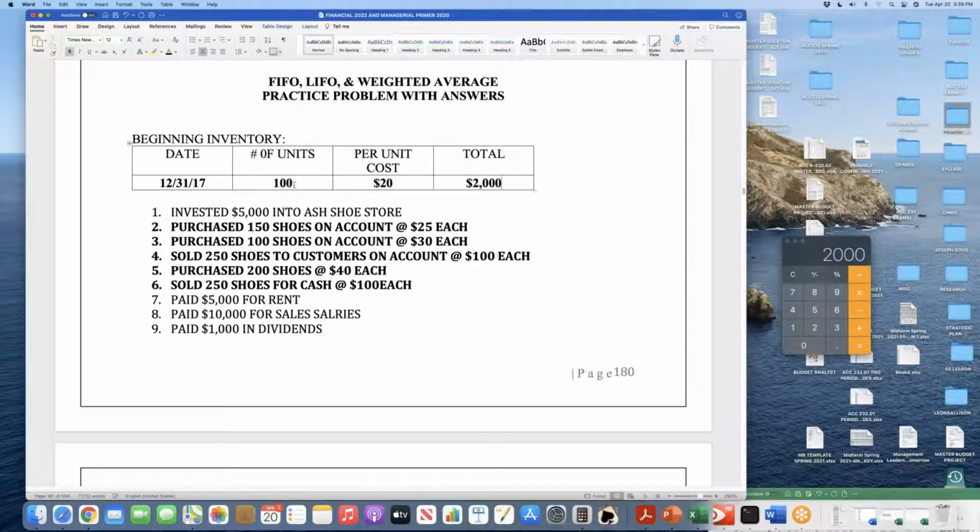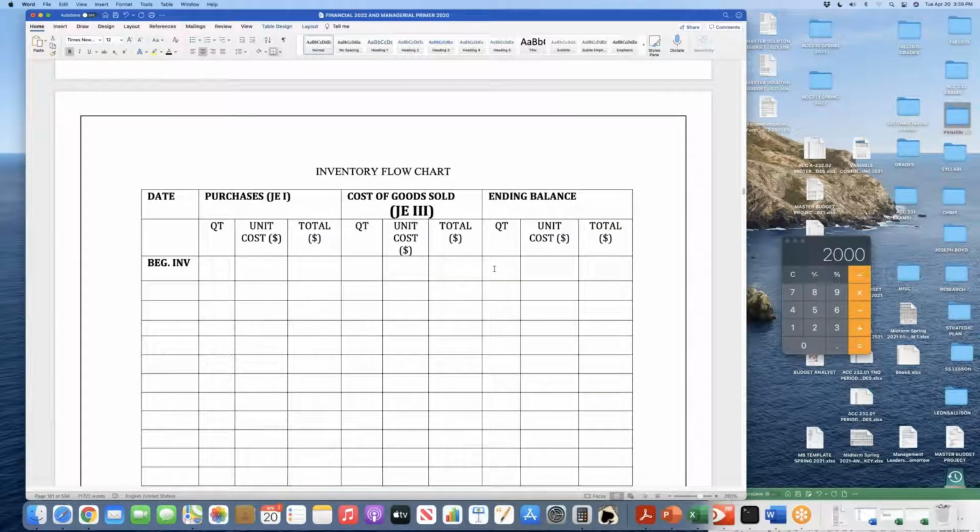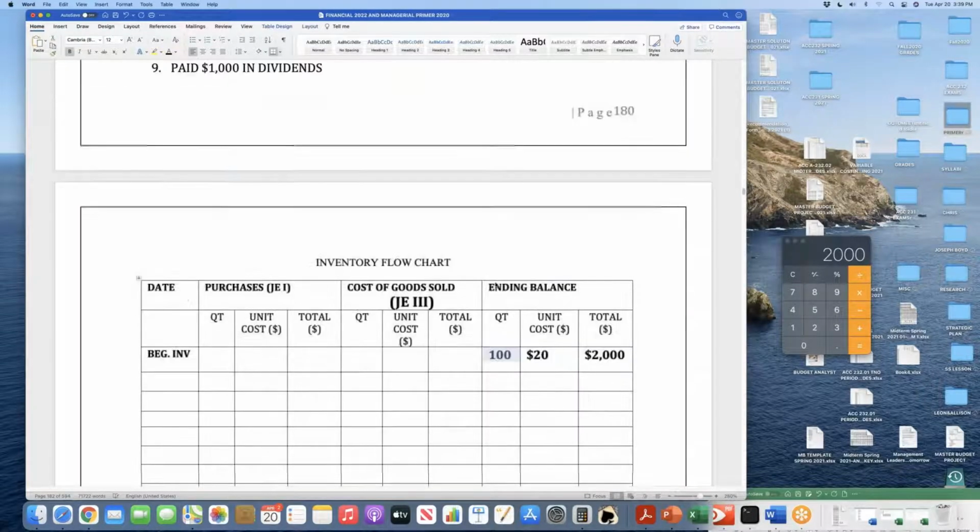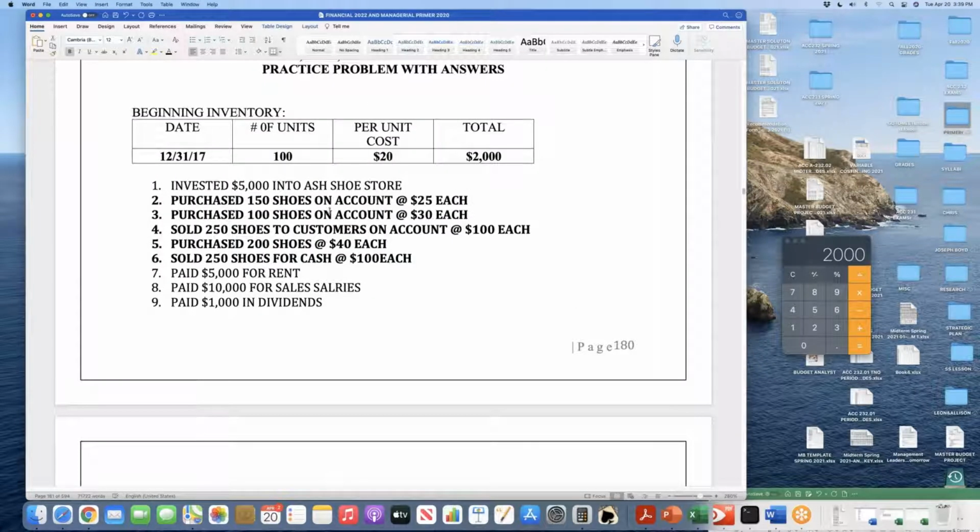So the first thing you should have done was to calculate your beginning inventory: 100 at 20, which would be 2,000. And you should have put that in your beginning inventory. Then we had two purchases, 150 at 25 and 100 at 30.